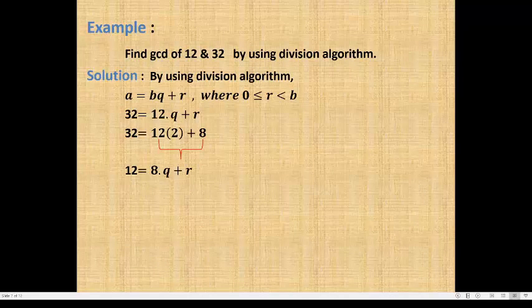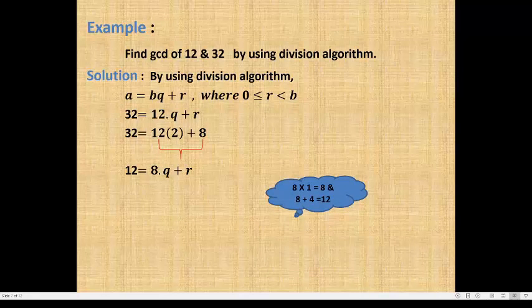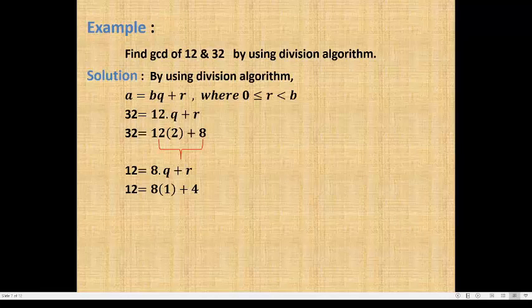So 12 is equal to 8 into Q plus R. Now 8 into 1 is equal to 8, and 8 plus 4 is equal to 12. So here we get quotient Q is equal to 1 and remainder R is equal to 4. So here we get 12 is equal to 8 into 1 plus 4. Again the remainder is not equal to 0.